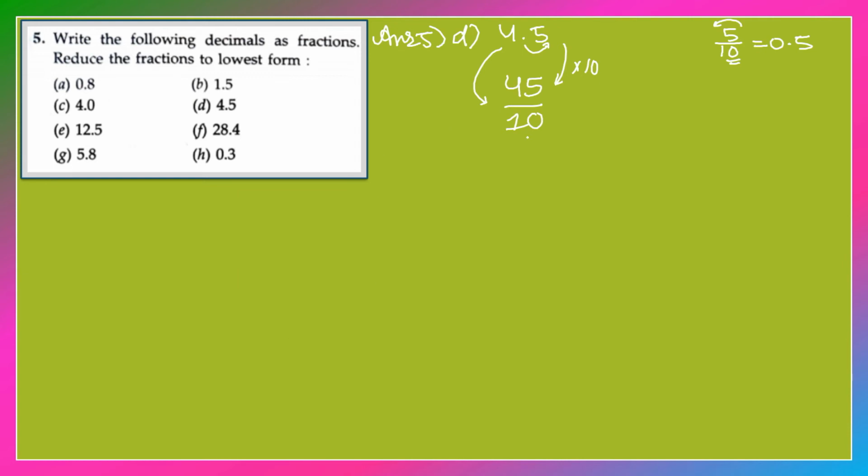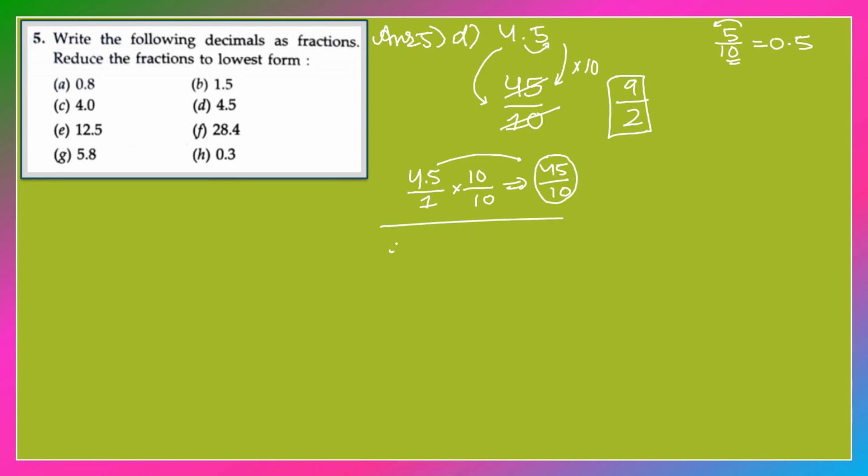Okay friends, again I'm going to tell you, take the number 4.5 and put a denominator like this, 4.5 divided by 1. If I multiply the numerator and denominator by 10, I get 45 upon 10. As it is an equivalent fraction, these two values are equivalent. So I have 45 upon 10. This is the fraction, but we have to give it in lowest terms. So I'm going to divide both sides by 5. I get 9 upon 2 as the final answer. Very easy.